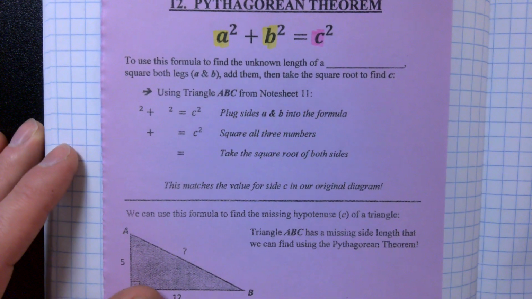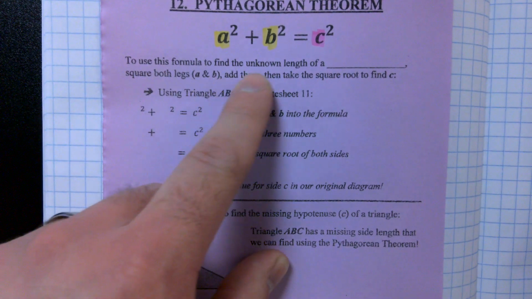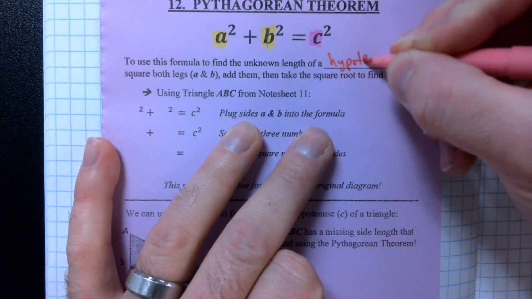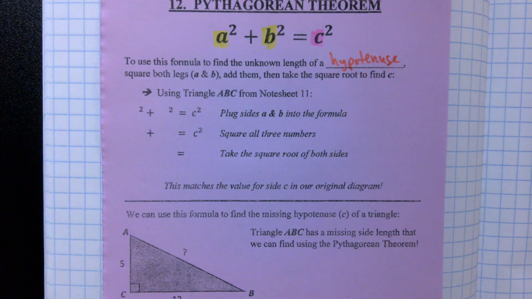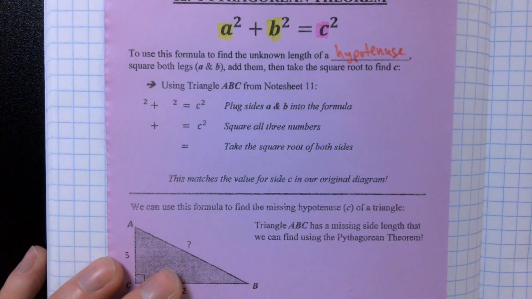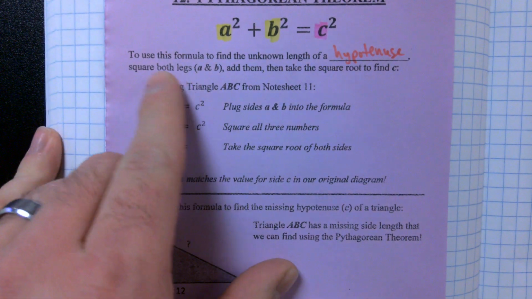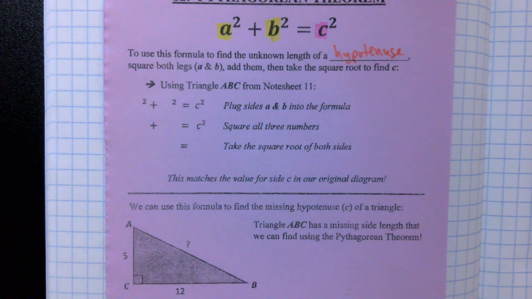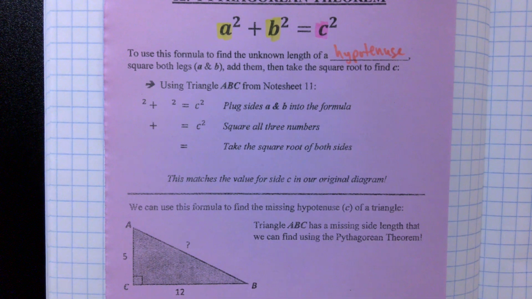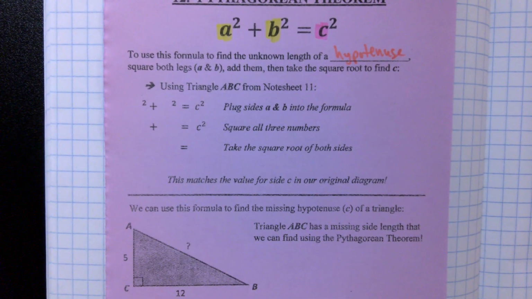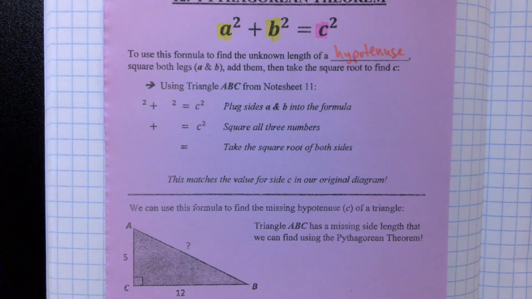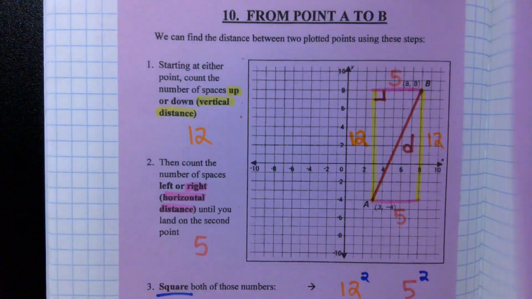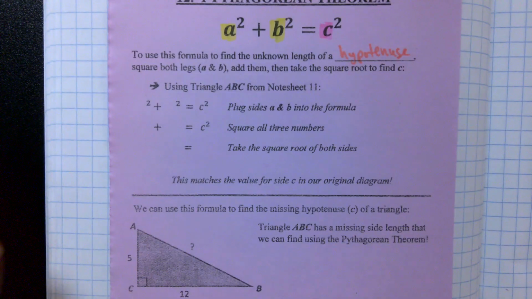So, to use this formula to find the unknown length of a hypotenuse, we're going to do three things that sound very familiar, hopefully. We're going to square the legs, we're going to add them, and then we're going to take the square root. Does that sound familiar at all? When did we learn how to do that? This morning, when we were going over the warm-up. Those are the same three steps that we saw on this graph. Square them, add them, take the square root.